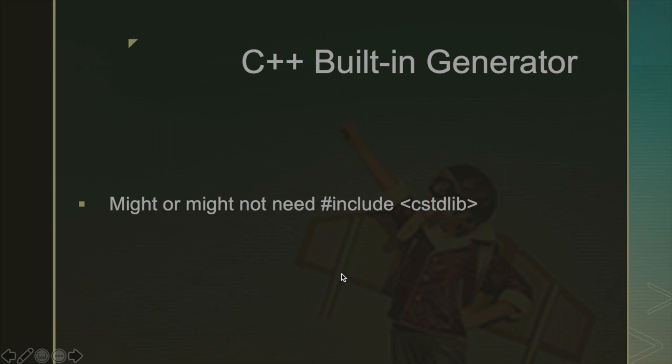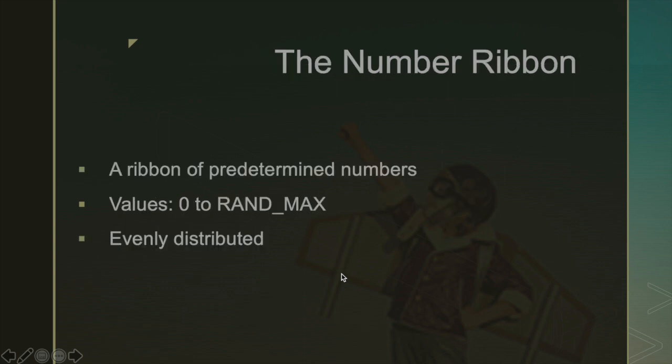So to start with, in the earlier video, I said that you have to include this library, but later on I noticed actually for my compiler it doesn't really require this, so it depends, I guess, also on the version of C++ you have installed. So let's talk about how this C++ built-in random number generator works.